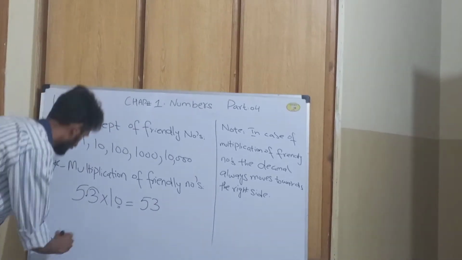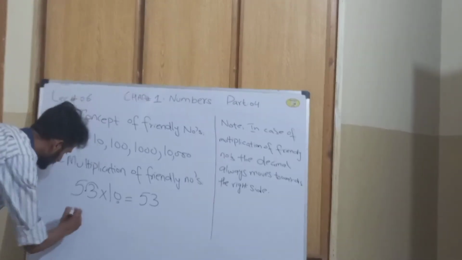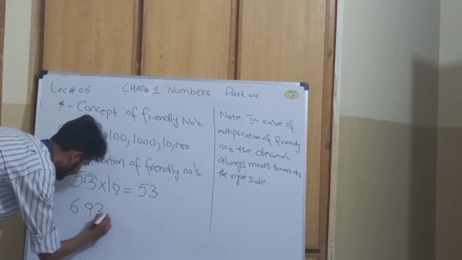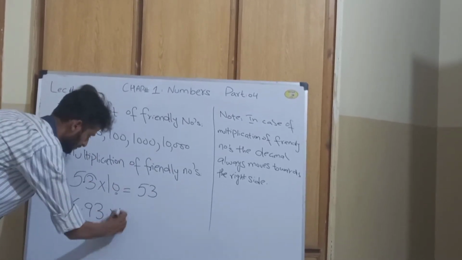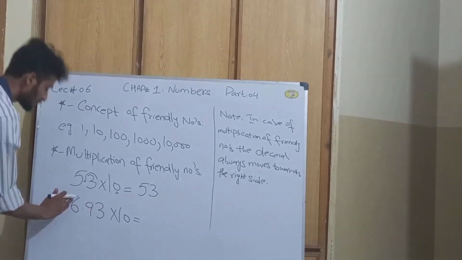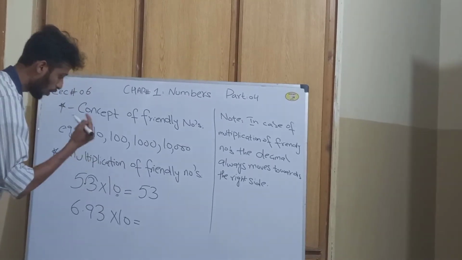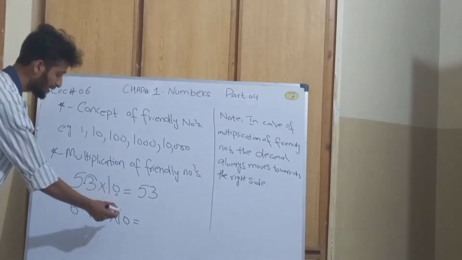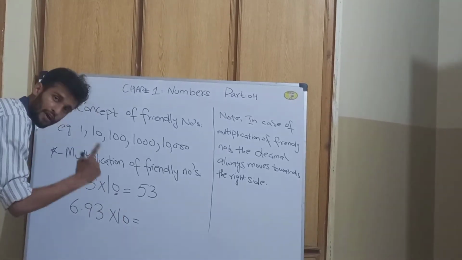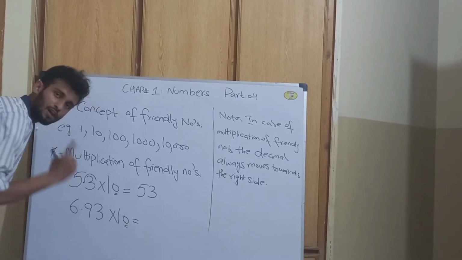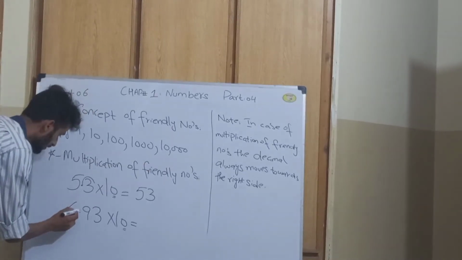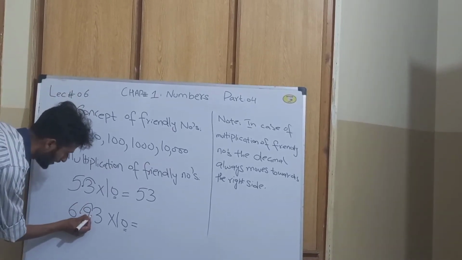Let's do another example. For example, we have a number 6.93 and we have to multiply it by 10. We know in case of multiplication the decimal moves towards the right side, but how many steps the decimal will move will be decided by the number of zeros present in this friendly number. So here only one zero is present, so the decimal will move one step towards the right side. So the answer will be 69.3.